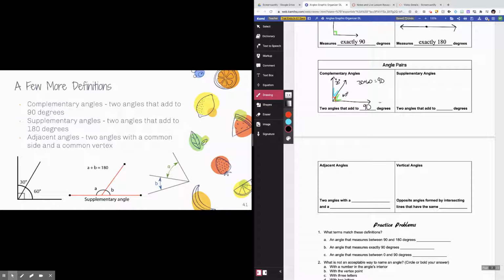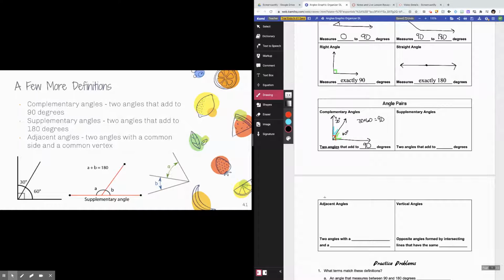Okay, so two angles that add up to 90 degrees. Again, the key here is that it's two angles. So just a single right angle, like this one right here, is not a complementary angle because it's only one angle, not two.